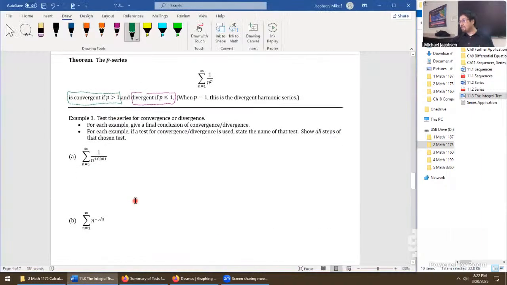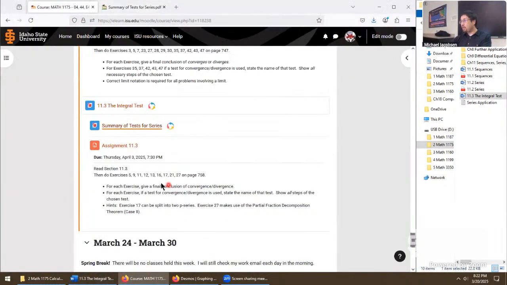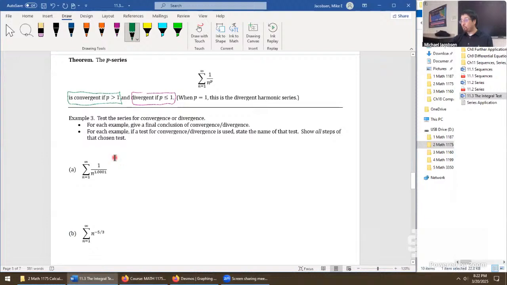But with that in mind, here are the problems for the P-series test. We're going back to kind of mixed problems where for each problem, we've been doing this all along, but just to re-emphasize, we have to give a final conclusion, convergence or divergence. For each one, we have to state the name of the test we use and show all steps of that chosen test. We're repeating this a lot on every homework assignment, on a lot of the homework problems as well. Just as a reminder, this is how these would be graded as actual exam questions, so that we're ready for what the grading rubric would really look like.